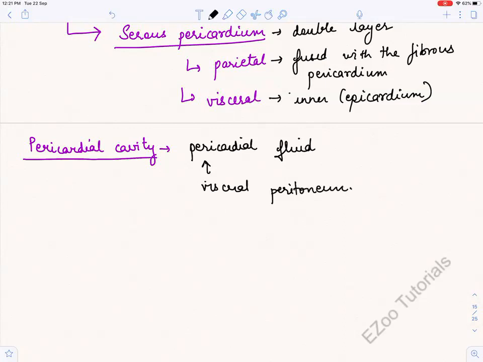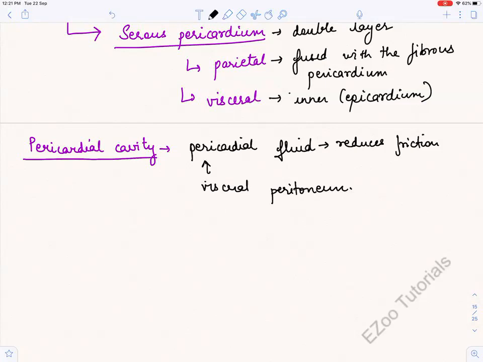Okay. It's very easy. Whenever there's a fluid filled, it is doing what? It is reducing the friction, right? And if this pericardial fluid becomes less, it is a very painful situation, because the two layers begin to slide against one another, and it is very, very painful.